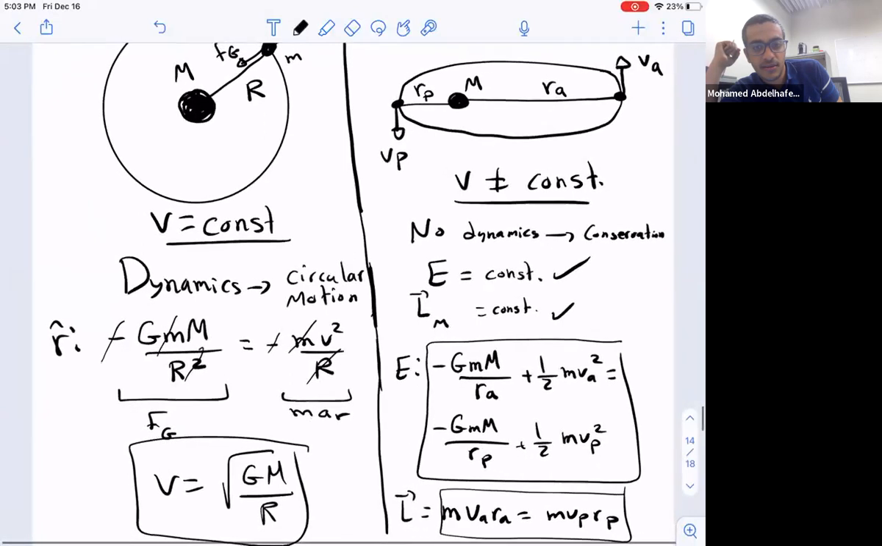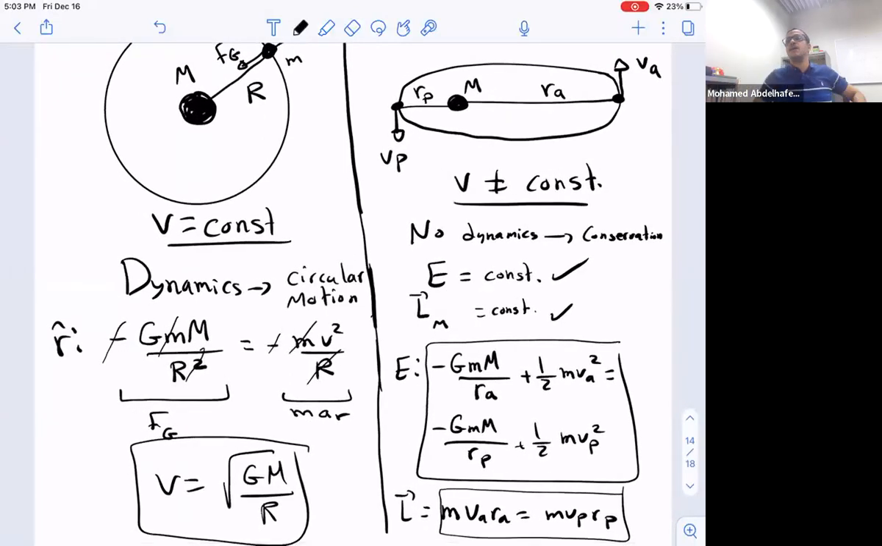The R squared is a force. The gravitational force goes like 1 over R squared. The gravitational potential is 1 over R. So be careful. On the left-hand side with the circle, we used forces, so the force has an R squared. On the right-hand side, we're using energy for the ellipse. The energy is 1 over R, not 1 over R squared. Minus GM over R is the potential energy.